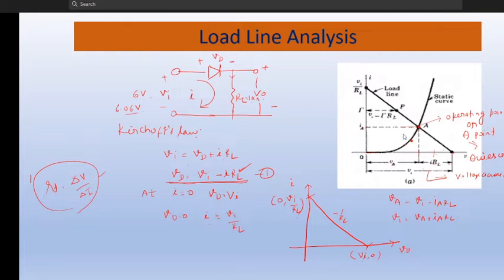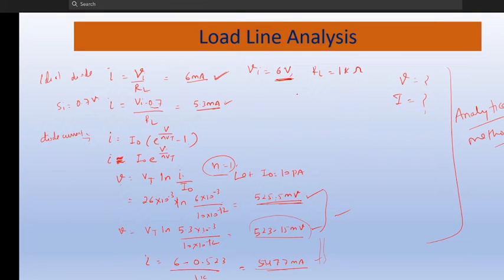Now this was a graphical method. Somebody can place it like this, somebody can place it like this, but the same thing you can do analytically. So how do we do it analytically? Suppose I have to find out the value of Vd and the value of I. So I want to find it analytically. How will we find it?